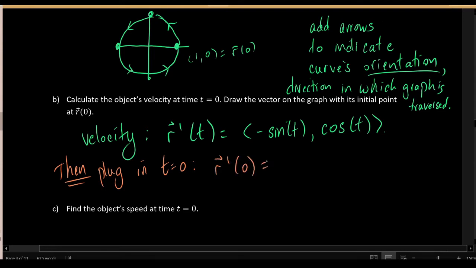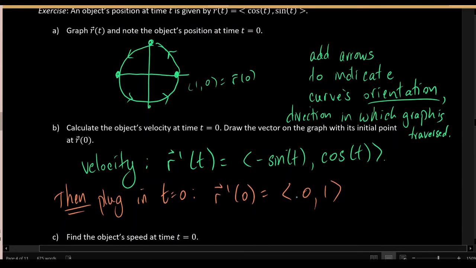So I plug t equals 0 into this formula that I found component-wise for r prime. Sine of 0 is 0, cosine of 0 is positive 1. So the velocity vector at time t equals 0 is pointing straight up with a length of 1 unit. So this tells me that at time t equals 0, the object was moving upward, and the length of the velocity vector indicates the object's speed.